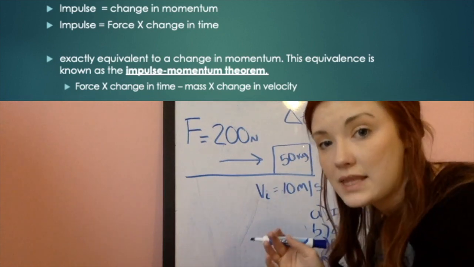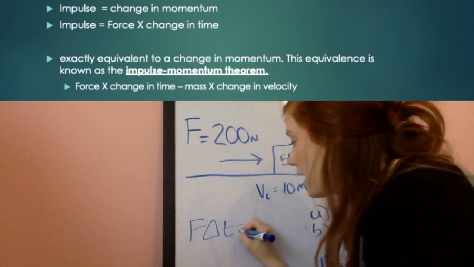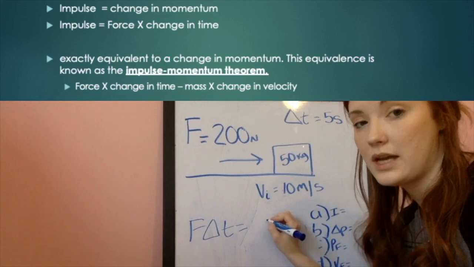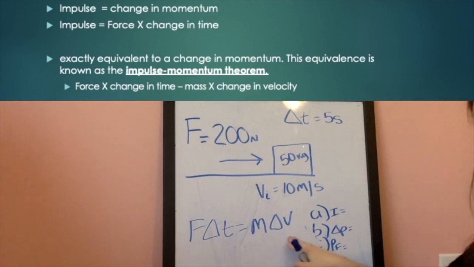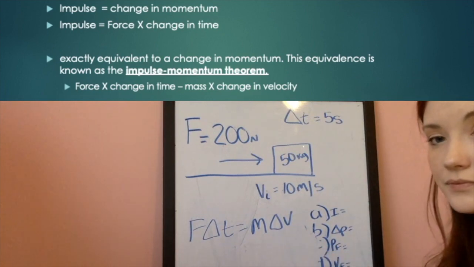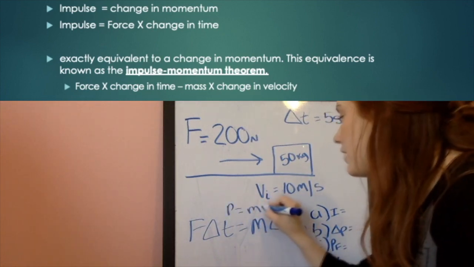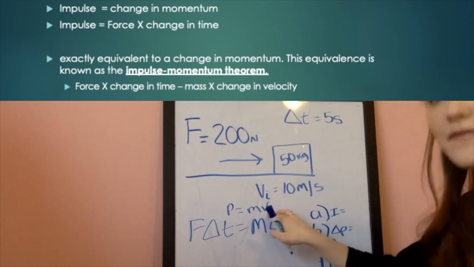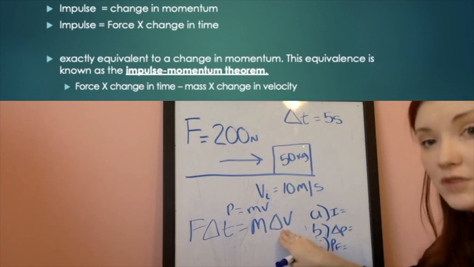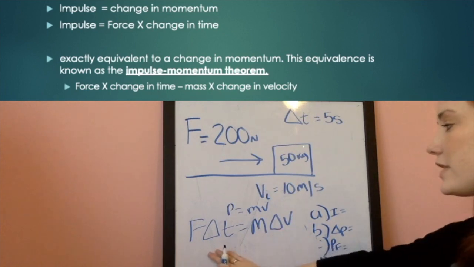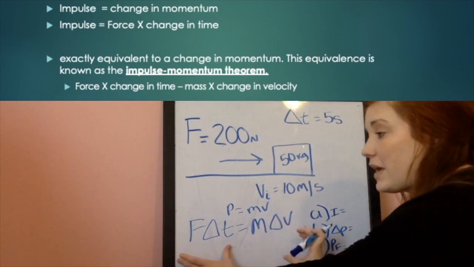Okay, so let's go ahead and write this out. Force, so F times change in time. Remember, change is written with that triangle. Mass times change in velocity is equal to our change in momentum. Remember, momentum just equals P equals m times velocity. Our change in momentum is going to be mass times change in velocity, okay? So impulse equals our change in momentum, or mass times change in velocity. All we've done is expanded those formulas.